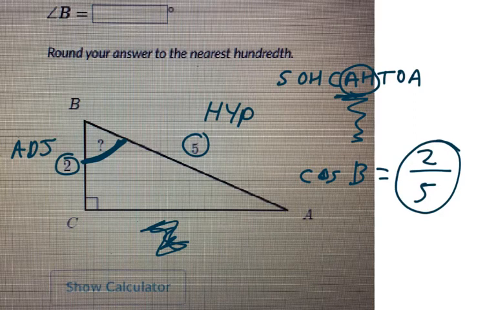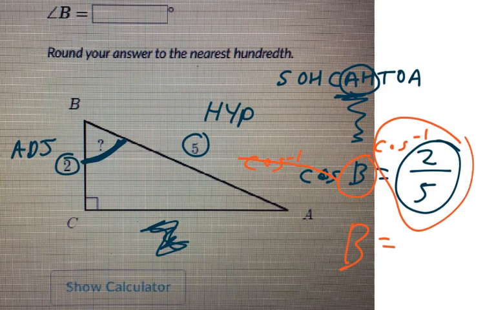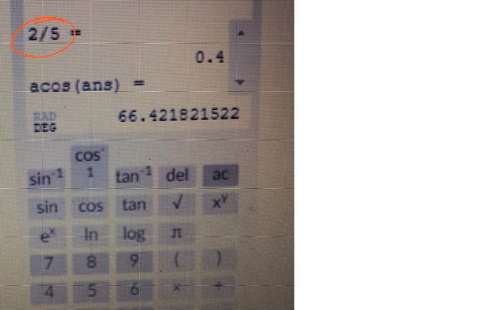So what we're going to do, guys, is do 2 divided by 5 in our calculator. And hopefully you remember that I'm now going to do cosine inverse on it, because cosine inverse gets rid of cosine. Let me repeat that. Cosine inverse gets rid of cosine. And notice I'm left with angle B equal to whatever that is. So let's go to our calculator. 2 divided by 5 is 0.4.